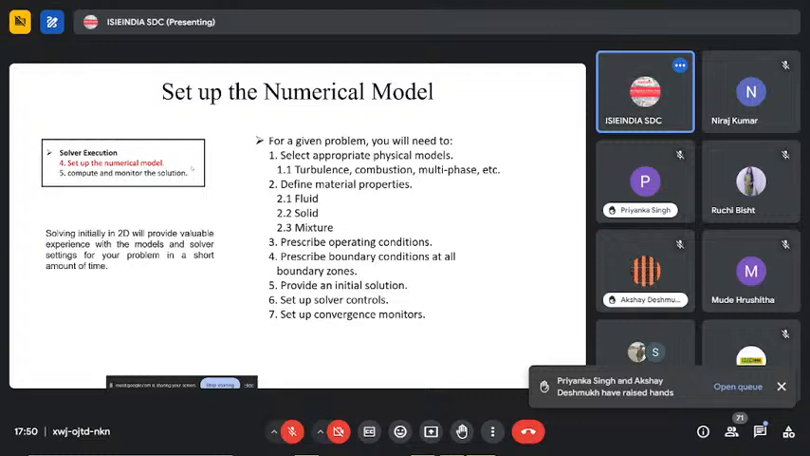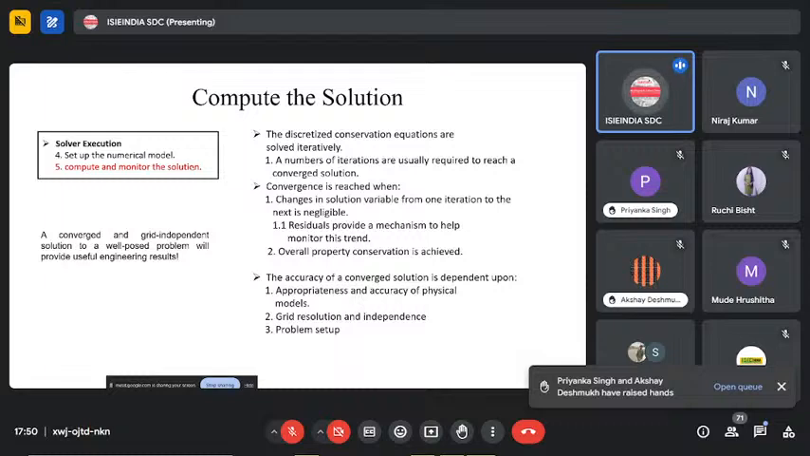Now after that comes computing the solution. Computing and monitoring the solution is done in the solver execution. Computing the solution in CFD involves solving the discretized conservation equations iteratively until convergence is reached. The solver goes through multiple iterations, progressively updating the solution variables like velocity and pressure, until these properties stabilize. So we should know how we can reach convergence.